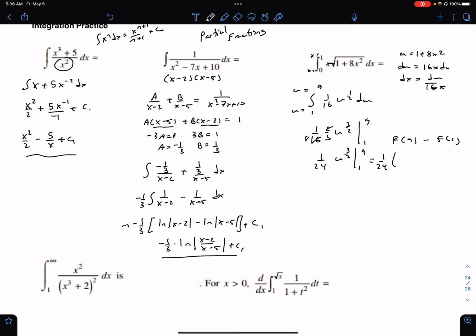And we get this 1 over 24. And I'm going to plug in 9. The square root of 9 is 3. 3 cubed is 27, minus just 1. And you can simplify that. What do you get? 26 over 24. Or what's that? 13 over 12 if you want to reduce it. This is fine as well.